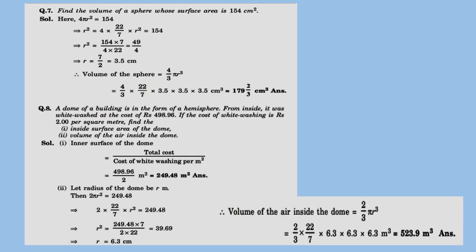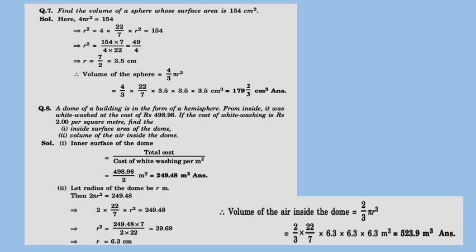Now a dome of a building is in the form of a hemisphere. From inside it was whitewashed at the cost of rupees 498.96. If the cost of whitewashing is rupees 2.00 per square meter, find the inside surface area of the dome and the volume of the air inside the dome. Now inner surface of the dome is nothing but the total cost upon cost of whitewashing per meter square. So the inner surface gives you the answer, 249.48 meter square.